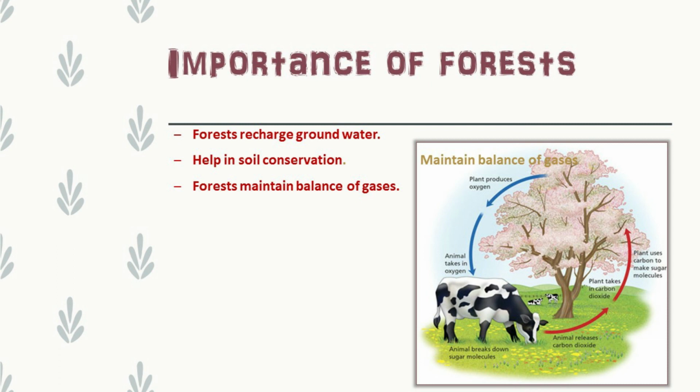One more important role played by the forest is to prevent soil erosion, as the roots of the tree hold the soil particles firmly and prevent the erosion of the soil by wind and water, so indirectly prevent soil erosion and conserve our soil.